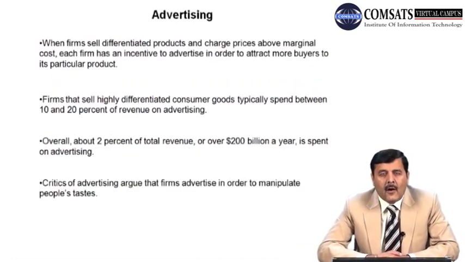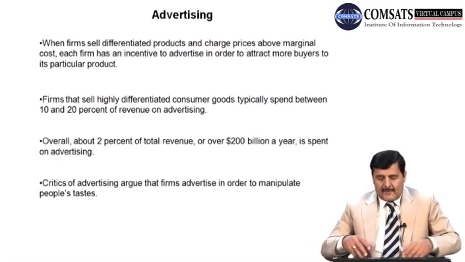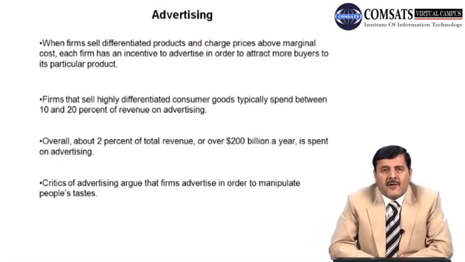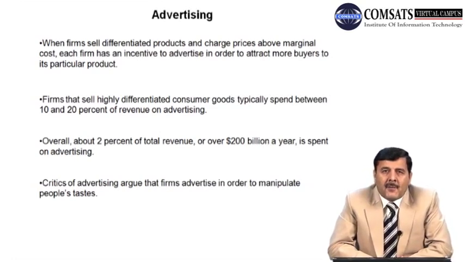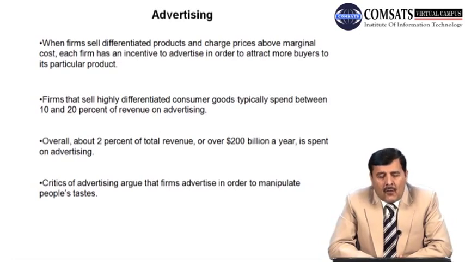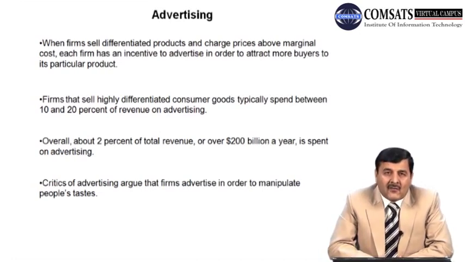Now we can see how advertising works. जब आप बात करते हैं कि the firms are selling differentiated products and there is strong competition among the firms, तो किस तरह जो फर्म्स हैं अपनी चीज़ों की डिमांड को बढ़ा सकते हैं, how they can sell more, how they can earn more profit. So advertising is one of the tools different firms can use to sell more of their products and to earn more profit. So when firms sell differentiated products and charge prices above marginal cost, each firm has an incentive to advertise in order to attract more customers, right?